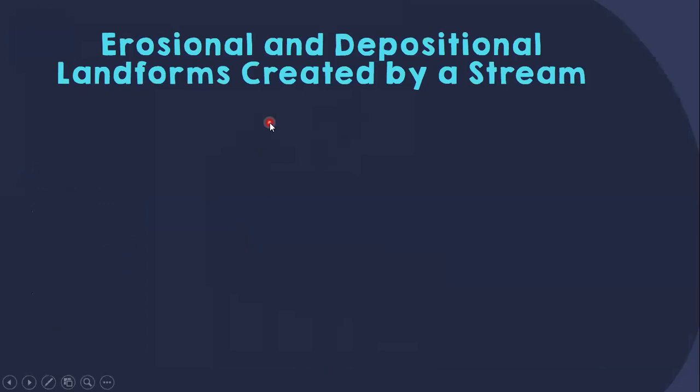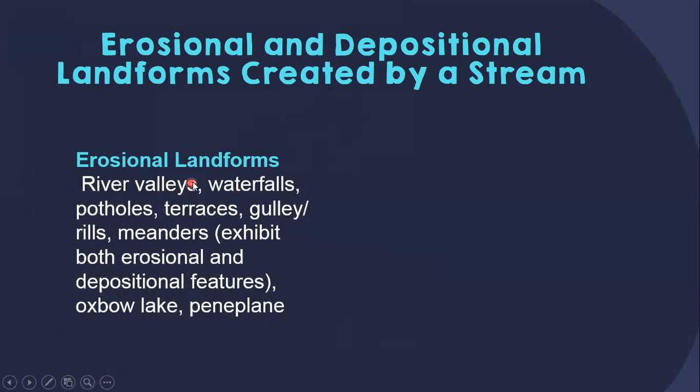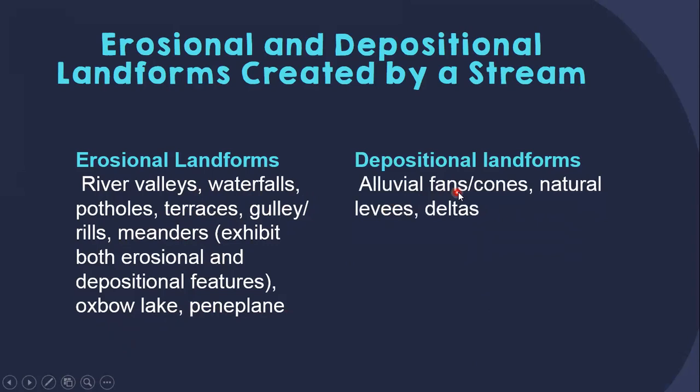So there are different erosional and depositional landforms created by a stream. So when we say erosional landforms, we have the river valleys, the waterfalls, the potholes, terraces, the gullies or rills, meanders, oxbow lake, and peneplain. Whereas when we say depositional landforms, we have alluvial fans or cones, the natural levees, and also the deltas. Now, these are your landforms created by a stream, from flowing water, running water.